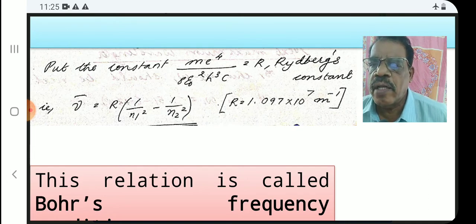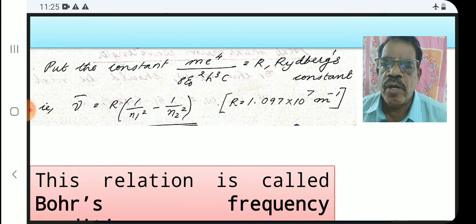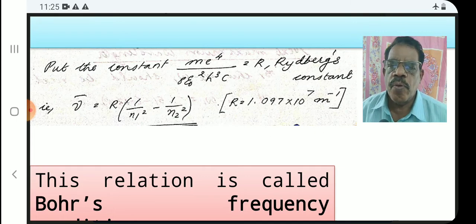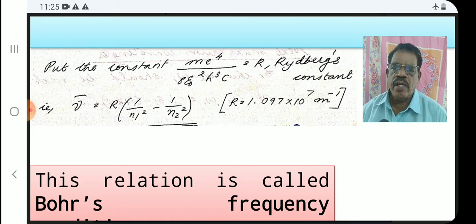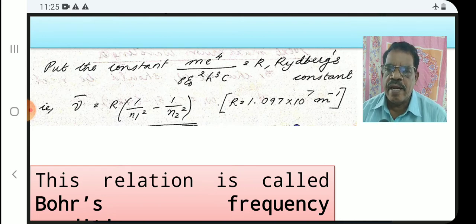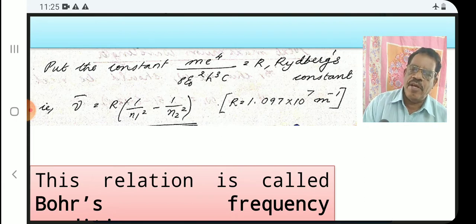So we write nu bar is R into 1 by n1 square minus 1 by n2 square, and the value of R is 1.097 into 10 raised to 7 meter raised to minus 1. അപ്പോൾ റൈഡ്ബർഗ് കോൺസ്റ്റന്റ് ഇവിടെ ബോർ കോൺസ്റ്റന്റ് എന്നും പറയാം, ആറിനെ റൈഡ്ബർഗ് കോൺസ്റ്റന്റ് അല്ലെങ്കിൽ ബോർ കോൺസ്റ്റന്റ് എന്നും പറയാം. തമ്മിലൊരു ചെറിയ വ്യത്യാസമുണ്ട്. ഈ റൈഡ്ബർഗ് കോൺസ്റ്റന്റ് എന്ന് പറഞ്ഞാൽ 1096 മീറ്റർ റേസ്റ്റ് മൈനസ് 1 ആണ്. അത് റൈഡ്ബർഗ്സിൻ്റെ എംപിരിക്കൽ ഫോർമുലയിൽ വരുന്ന കോൺസ്റ്റന്റ് ആണ്.